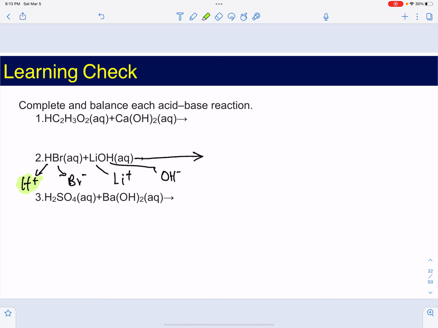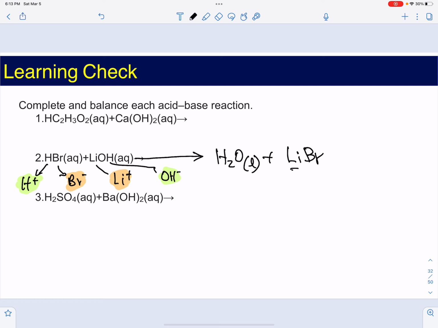My positive goes with my new negative, giving me liquid water, and my negative goes with my new positive. Secret of life: positive, love, negative. So they always go together, and it's one positive, one negative, so just LiBr.